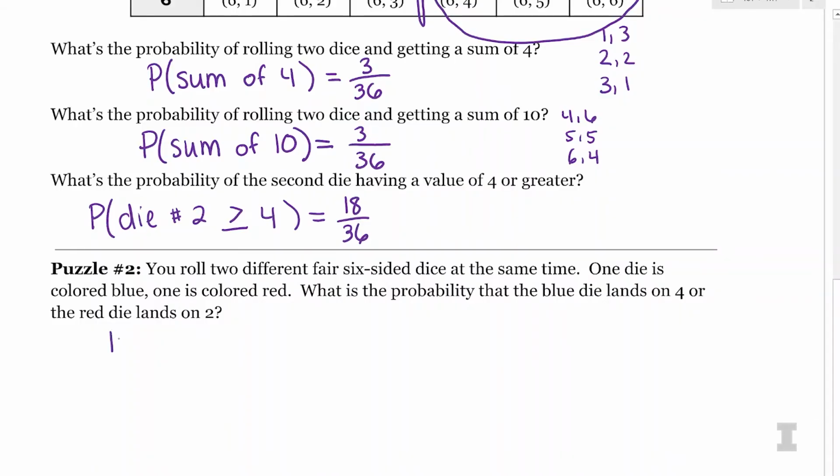So I'm going to write this out. What's the probability that I get a blue 4 or a red 2? So not an or... So if we only care about the blue die if it lands on a 4, and if the blue die doesn't land on a 4, we care about the red die landing on 2.